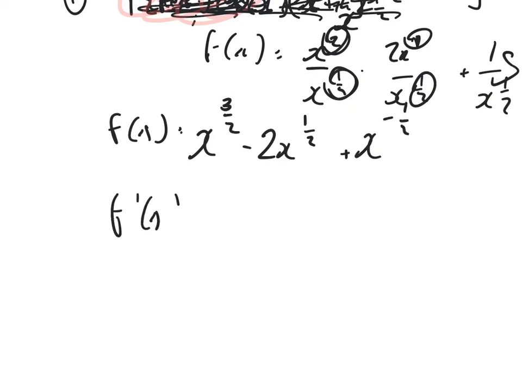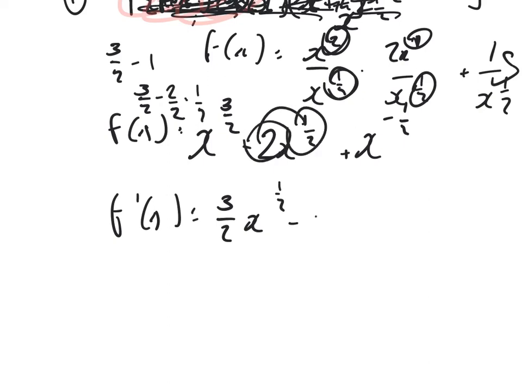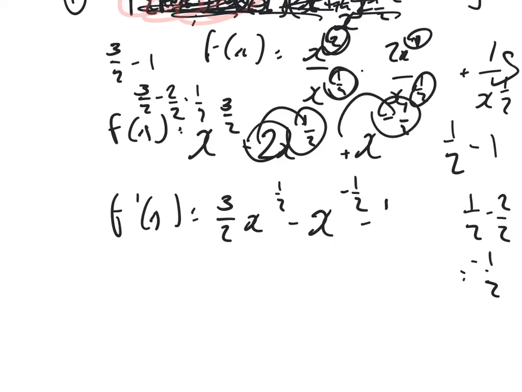I'm now in a position to differentiate: bring the power down, multiply, take 1 away from the power. 3/2 x to the, well, 3 over 2 take away 1 is 3 over 2 take away 2 over 2, which is 1 over 2, minus 1/2 times 2 is, that's going to be minus 1 x to the minus 1/2, since 1/2 take away 1 is 1/2 take away 2/2, which is minus 1/2. And then minus 1/2 x to the minus 3 over 2, since minus 1/2 take away 1 is minus 1/2 take away 2/2 is minus 3/2.